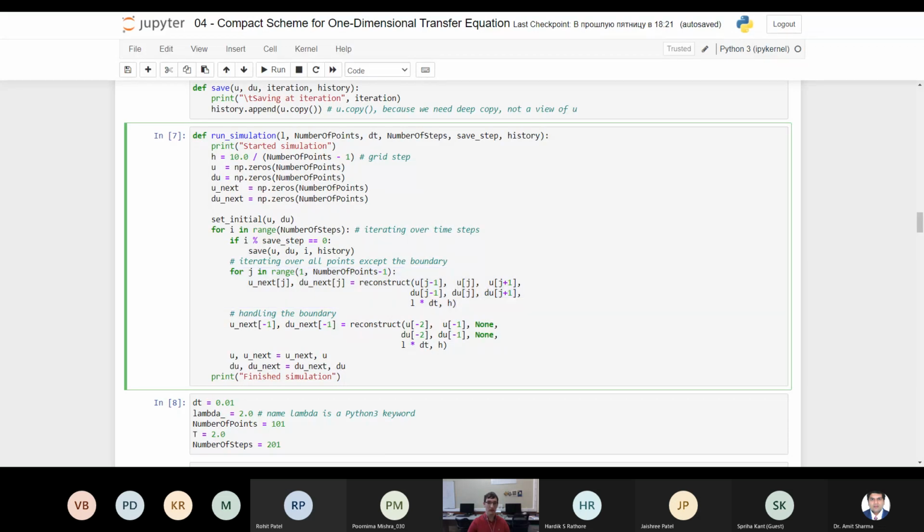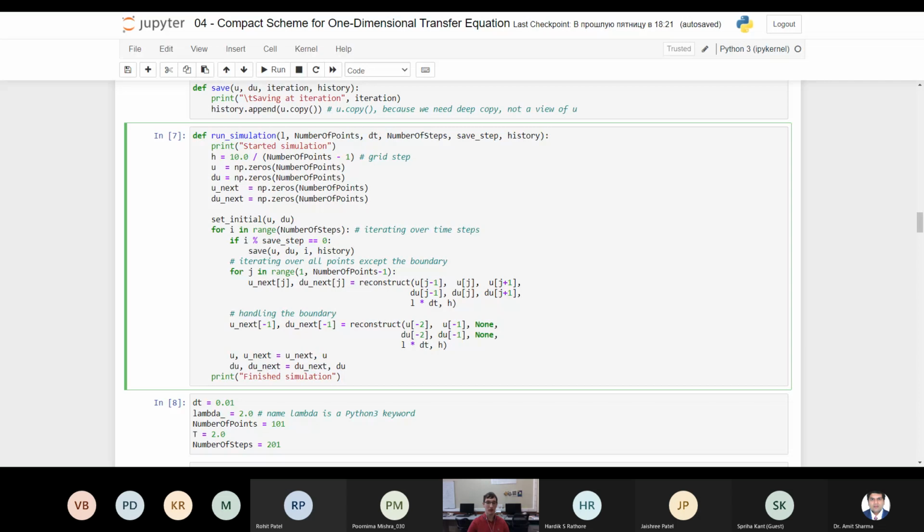I'm stressing the fact that you need to handle the boundary values separately. Basically, you just don't have the neighboring points, either to the left on the left side of the region, or you don't have the point to the right when you are at the right side of the region. So you need to handle the boundary in some specific way.